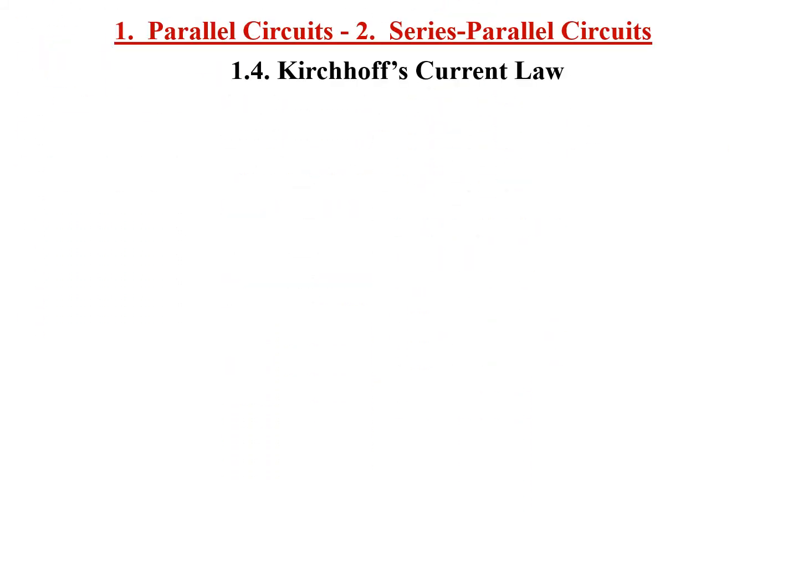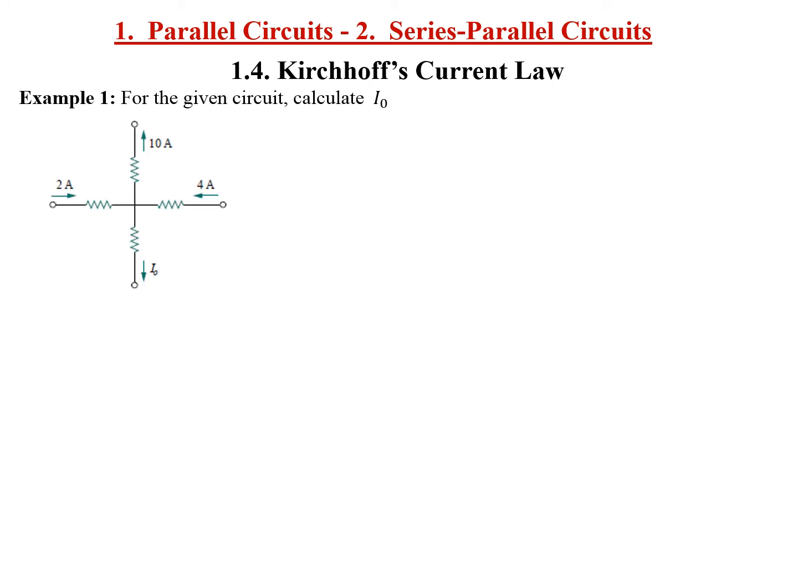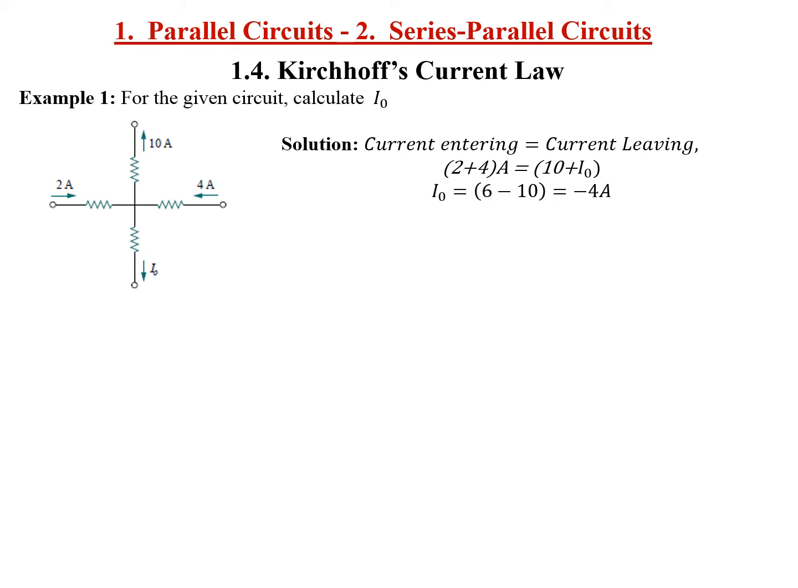Then we now go and give an example. For the given circuit, calculate I0. So if you look at that, it means 10 plus I0 should be equal to 4 plus 2, right? So you realize that I0 will become 6 minus 10, which is minus 4 amps. Remember, we said in our convention, current entering is positive, current leaving is negative. So we're saying I0 is minus 4A.